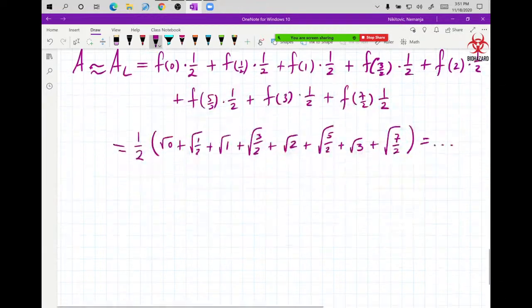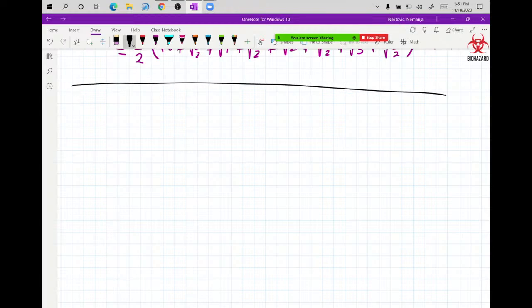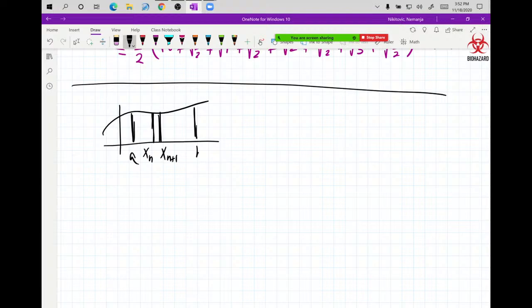Now, is there a way to compress all of this? And the answer is yes. So that representative rectangle that we had, there was xn and xn plus 1 between a and b interval. We said delta x is b minus a divided by, oh sorry, by n. By n, the number of rectangles.